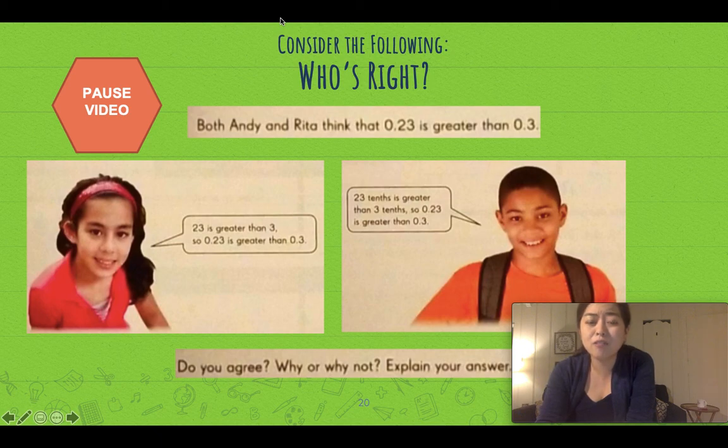So now let's look at this example. Both Andy and Rita think that 0.23 is greater than 0.3. Rita says 23 is greater than 3, so 0.23 is greater than 0.3. Andy says 23 tenths is greater than 3 tenths, so 0.23 is greater than 0.3. Do you agree? Why or why not?